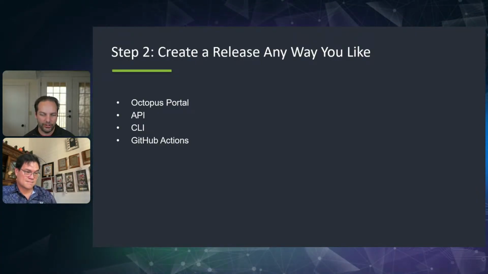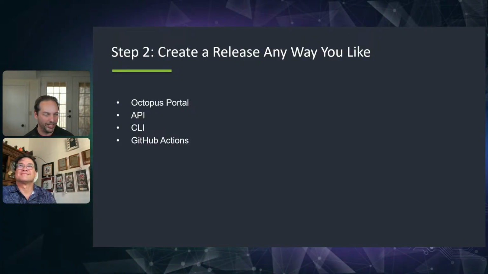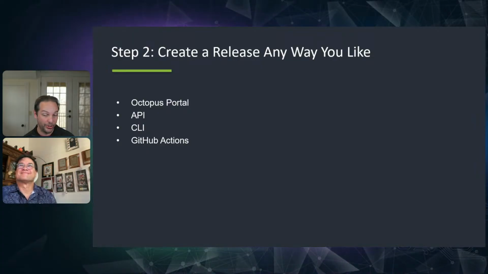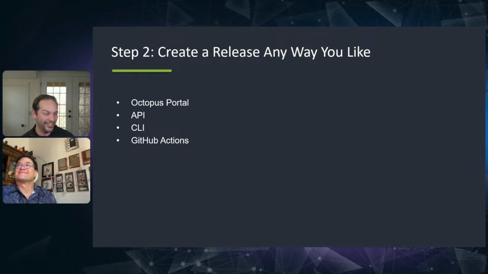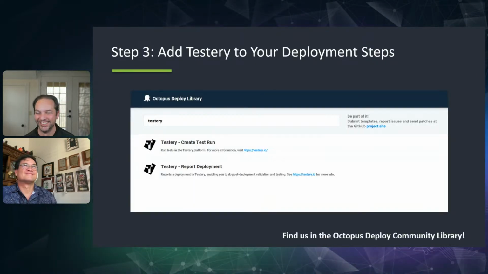Probably going to get in trouble here. This is my bad. I put GitHub Actions without putting Bitbucket Pipelines, I think because I got this from the Octopus website. But you can also do this through Bitbucket Pipelines. Don't tell the folks back at Atlassian, Dave.